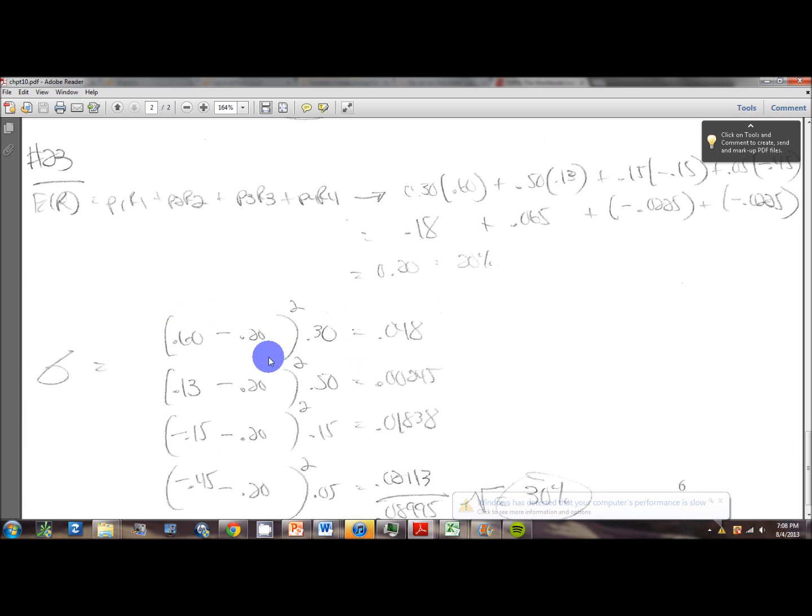And then you carry out the first 3 steps, find this number for each state, and then step 4 is to add up these numbers, which gives you this value right here, which is of course your variance, and then you take the square root of that number, and that is your standard deviation. So this is how you solve number 23 from Chapter 10.